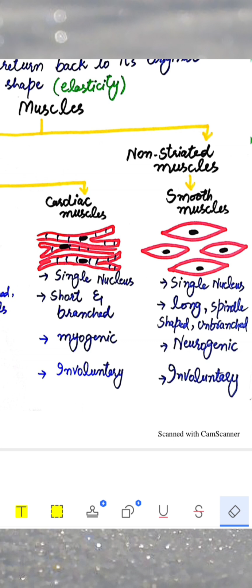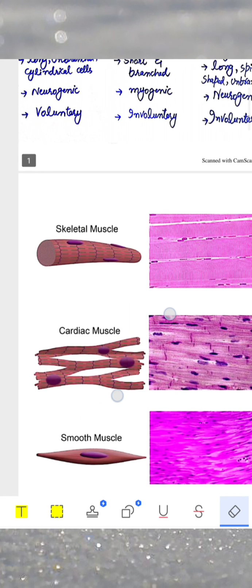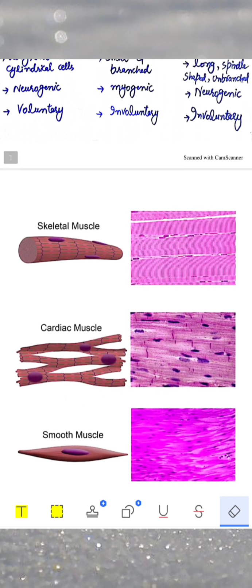And about the location of these smooth muscles, these smooth muscles are present in the internal lining of different organs, like in the internal part of the stomach, in the gastrointestinal tract, in some reproductive parts like the fallopian tubes and the uterus. So this is all about the types of muscles.